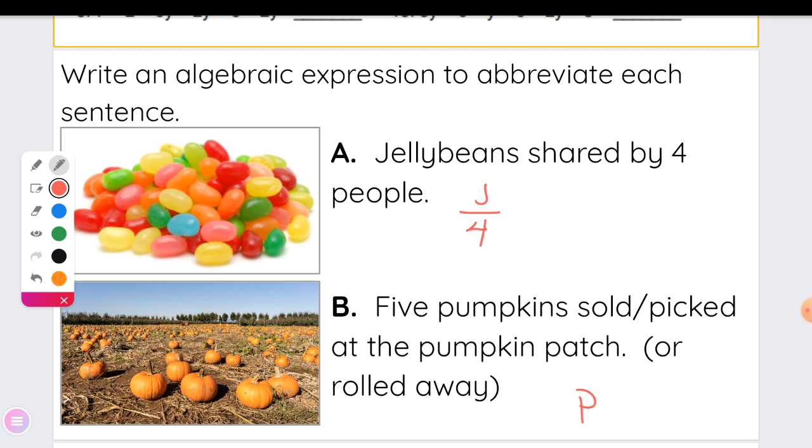And if 5 were picked, I can have 5 minus P or P minus 5. Which one would it be? P minus 5, because its number of pumpkins decreased by 5. Because 5 pumpkins were sold. Jack? Why does it say sold slash picked? They tried to give us different scenarios. Because they could be sold, they could be picked, or it's saying they could have even rolled away. Which I don't think many pumpkins just get up and roll away, but.